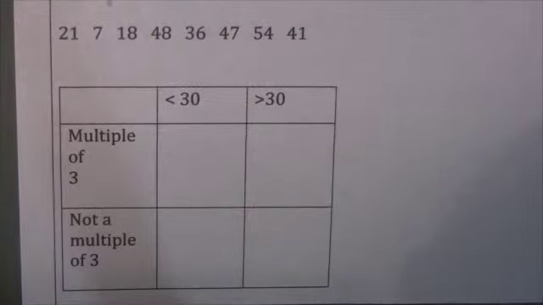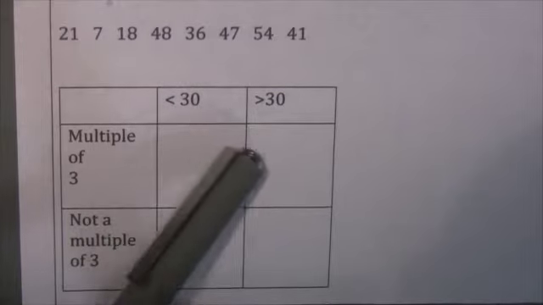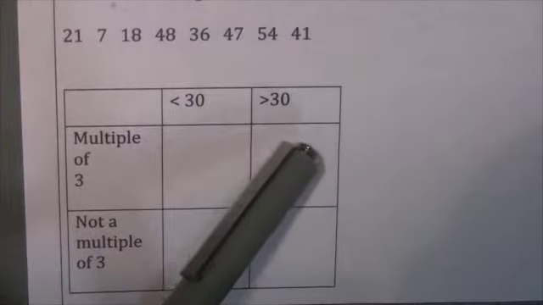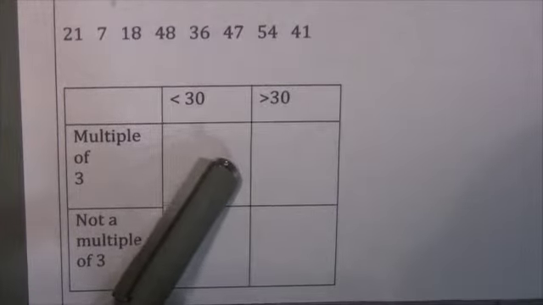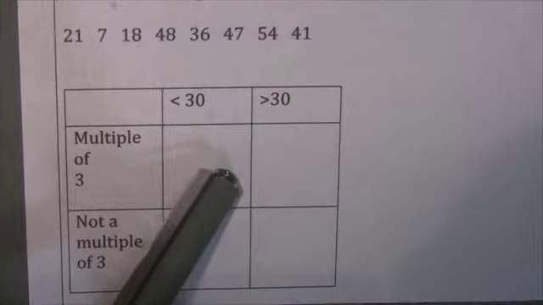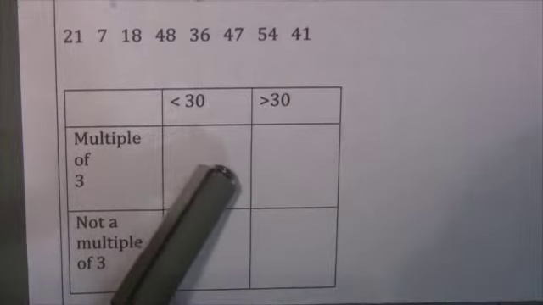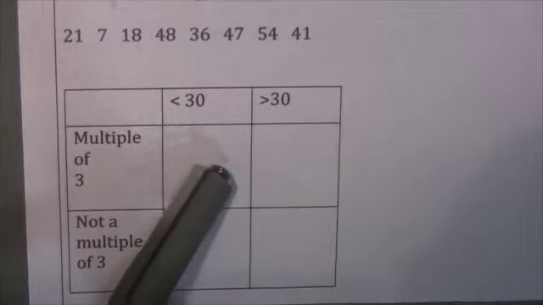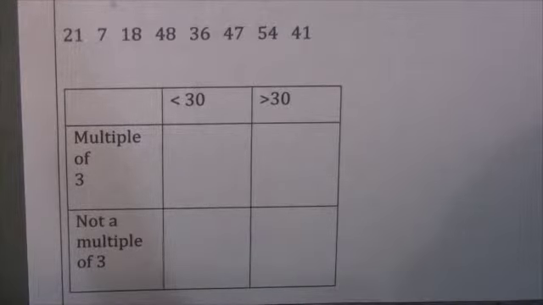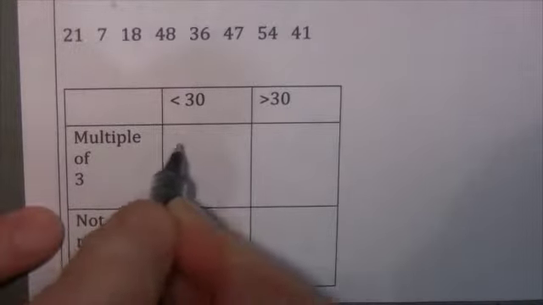The first number is 21. Now, is 21 smaller than 30 or bigger than 30? It's smaller. Is it a multiple of 3? Well, yes, it's 7 times 3, isn't it? So we're going to write 21 in here.